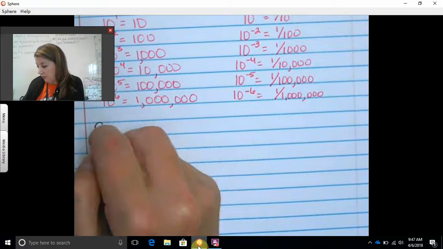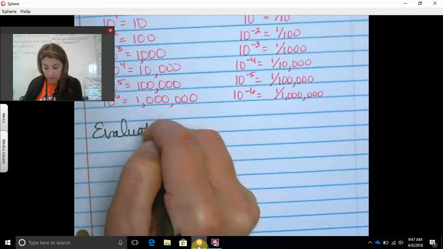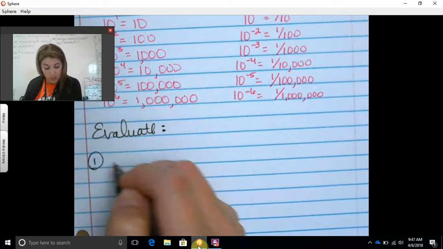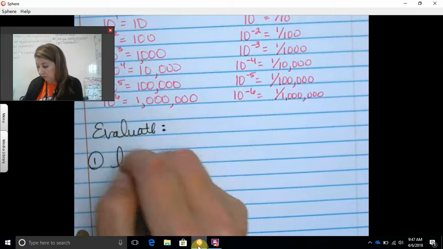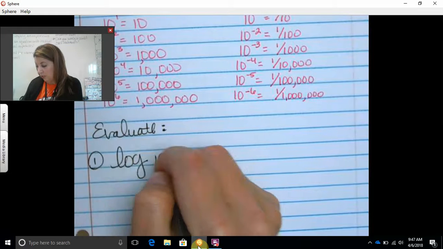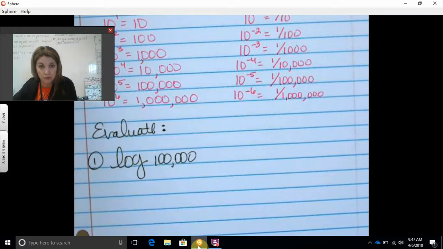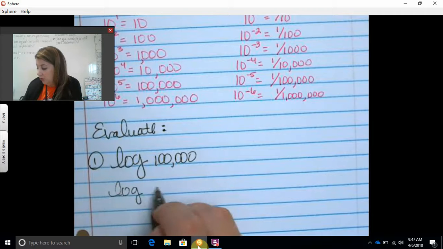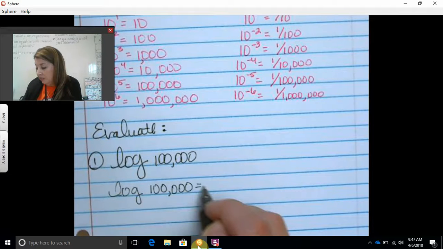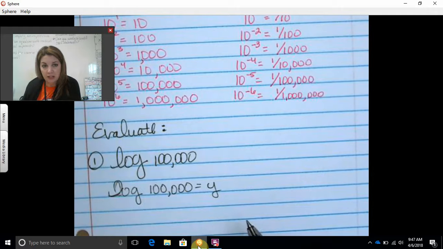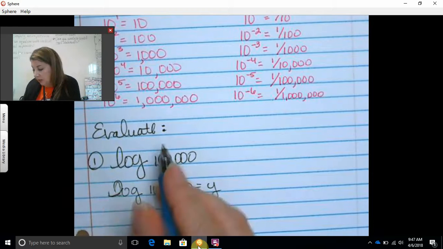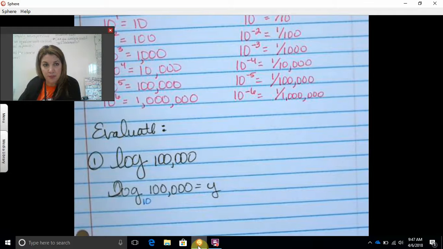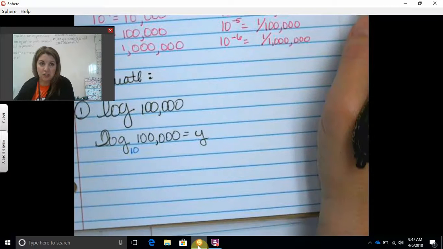So if I ask you to evaluate log of 100,000. If I made that into an equation, it would be log of, we still don't write the base. That's implied. Now you can if you want to, if that helps keep it straight in your head. Like I probably, because that's just how I roll, I would write the base down to help me remember that when I set it up as an exponential equation.